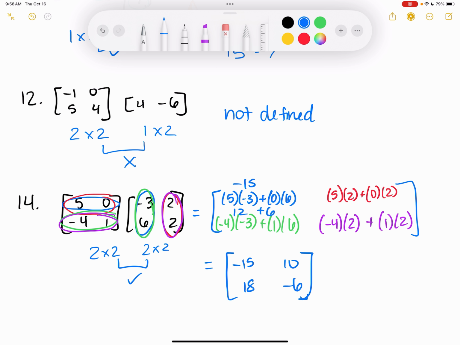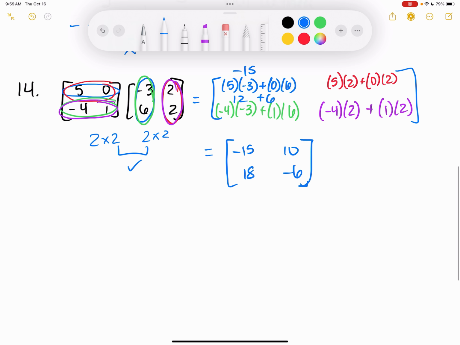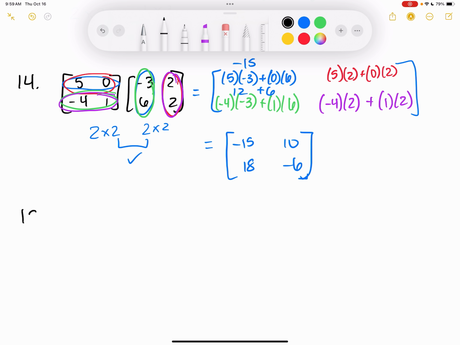First column, first row, first column, second column, 18. Yeah. 2, 5, -1, 4, 3, -7. And then 0, 1, 5, -3, 10, -4.